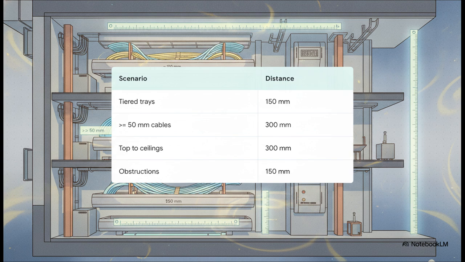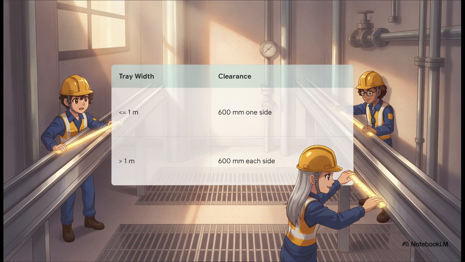You also need 300 millimeters from the top of the tray to any ceilings, heating ducts, or heating equipment. Though I should mention, short-length obstructions can be reduced to 150 millimeters. As for your horizontal clearances, the width of the tray completely dictates the rule. If your tray is up to 1 meter wide, you need 600 millimeters of horizontal clearance on one side. But if you're dealing with a massive tray that exceeds 1 meter in width, you've got to leave 600 millimeters of clearance on each side.